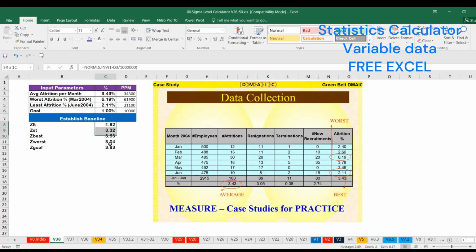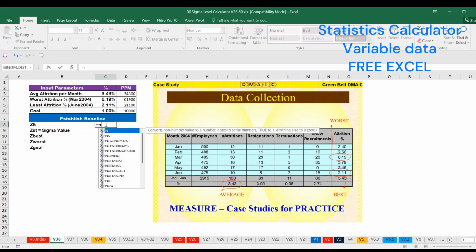Let me calculate the sigma value. ZST is nothing but the sigma value, right? What is the sigma value we need to have? First, let's start with the ZLT. The formula is NORMSINV: you just type N and go to normal, which returns the inverse of the standard normal distribution.